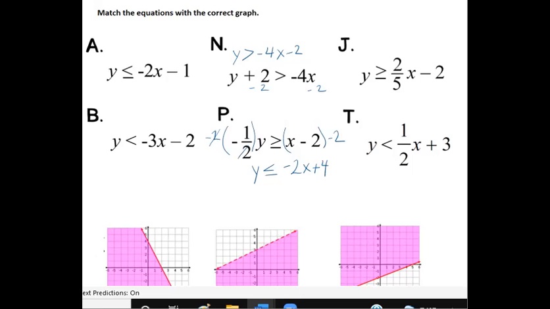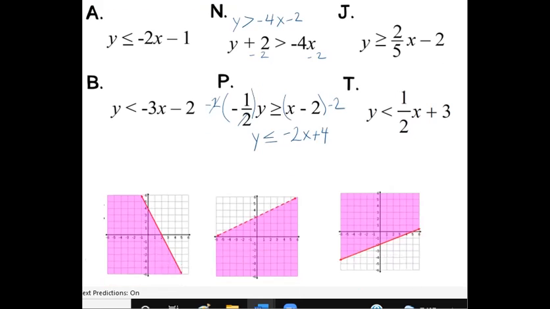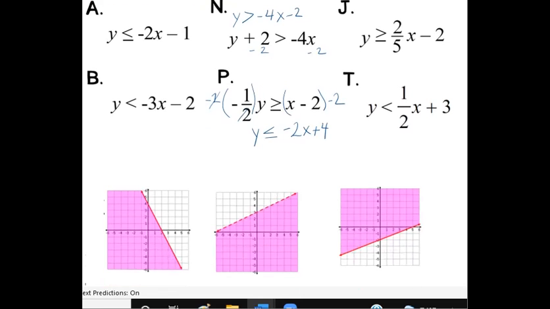So now we just have to match them. This one, the y-intercept is 4. So I may be looking for my y-intercept of 4, and I only have 1, which is this one right here. So this one's P. This one, my y-intercept is 3. I'm going to cross that out so I know that I used it. I only have 1 with a y-intercept of 3. That's T.